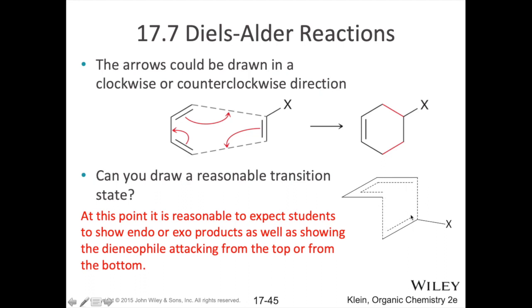By the way, the orientation of this group over here can yield our endo or exo product. So here we have an exo product because that group, the substituent, is sticking outwards. We could have had it tucked underneath and sticking inwards to make the endo product.